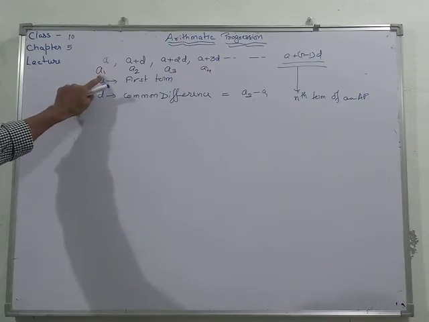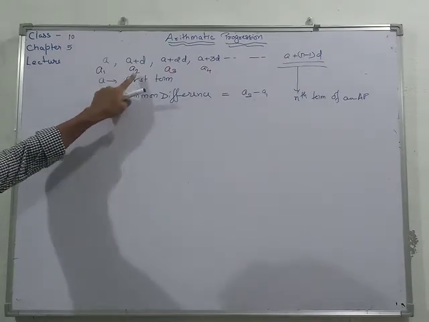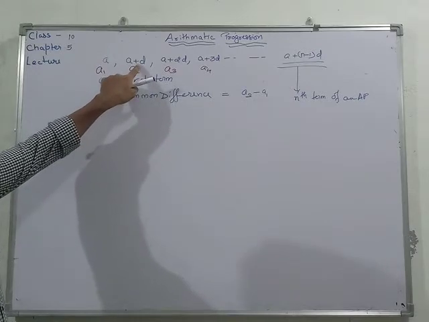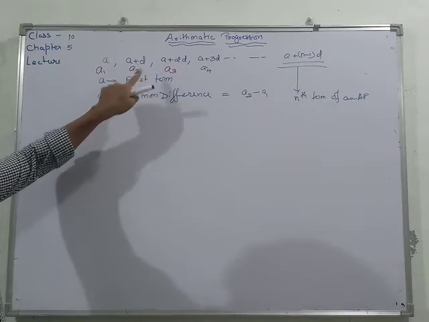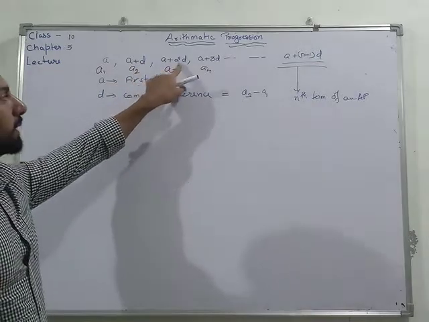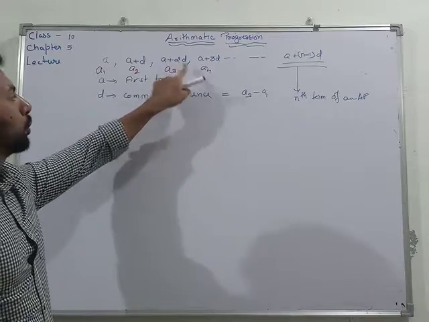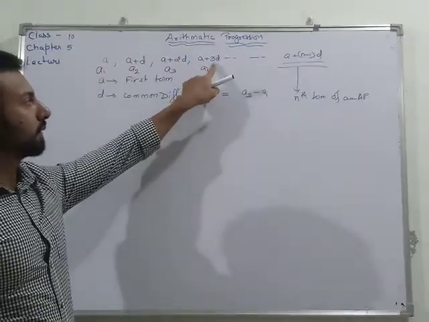See here, here it is 1, here it is 2, but with d it's 1. Means 1 less than this number. Here we are having 3, but here we are having 2. Means 3 minus 1 will be 2, 4 minus 1 will be 3.